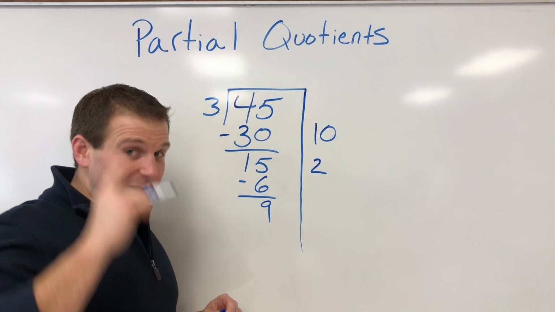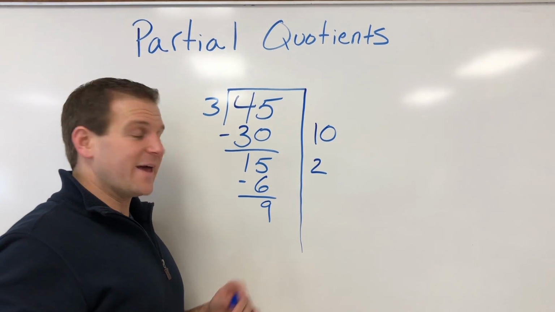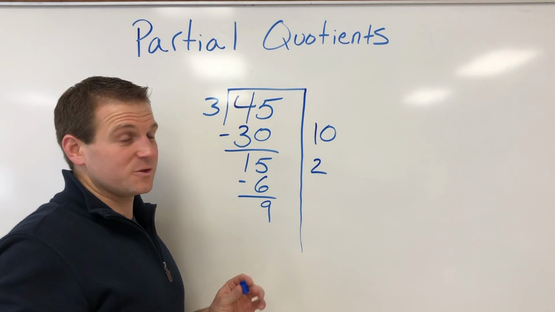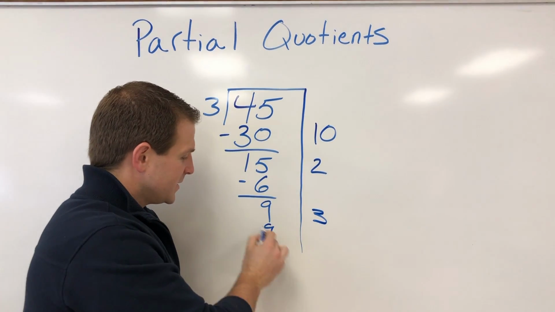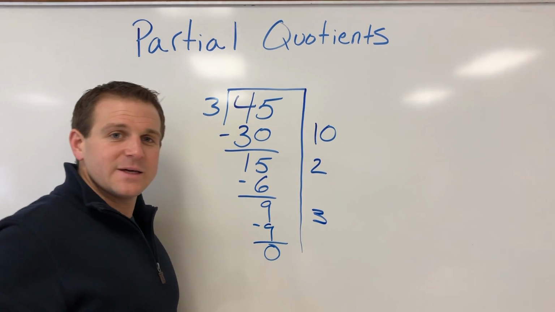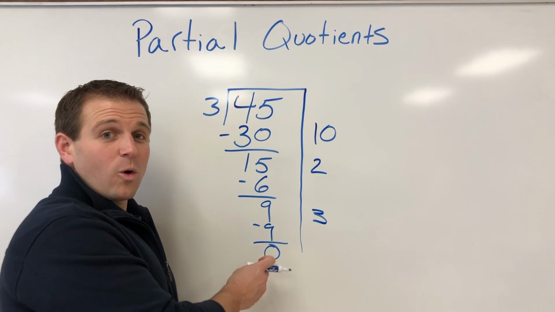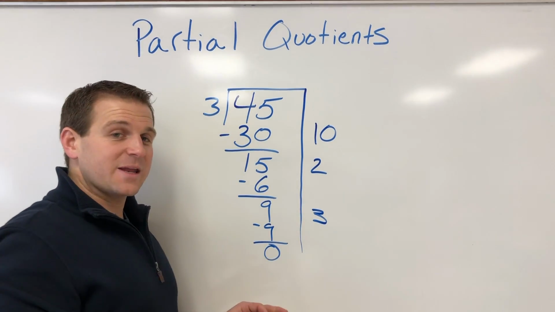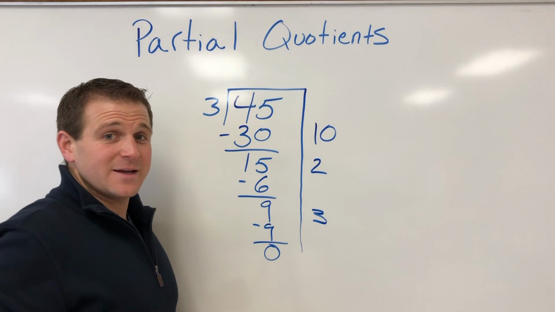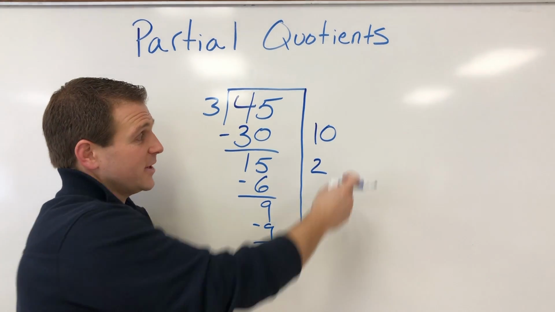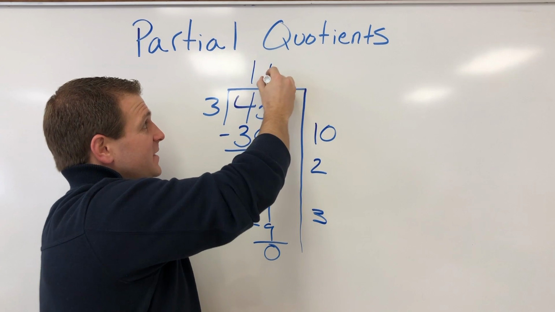And now that I see that 9 there, it clicks in my head. 3 times 3 is 9. I can take 3 more groups away, and that'll get me a nice 0 at the end with no remainder. So I'm going to do 3 groups of 3, and 3 times 3 is 9. Subtract it out, and I end up with 0. Now that I've gotten to 0, or I get to the point where 3 won't fit in anymore, I just add these numbers up on the side here, and that's my quotient, or my answer. So I do 10 plus 2 plus 3, and that's going to give me 15.